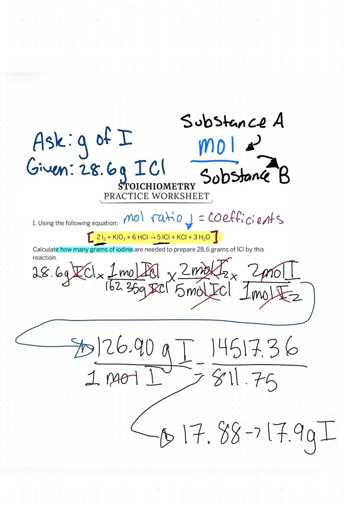Well, let's look at all of our units of measurement. And this is also why it's so important to never forget your units of measurement. We cross out our grams because we had it here. Moles of ICl, moles of ICl, moles of I2, moles of I2, moles of I, moles of I. And we're left with our desired, which is grams of I. Boom, 17.9 grams. This would be our final answer right here.